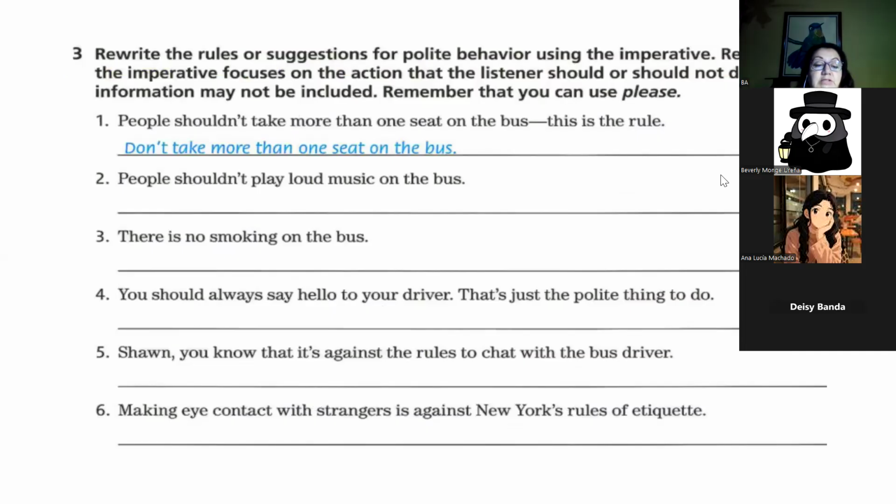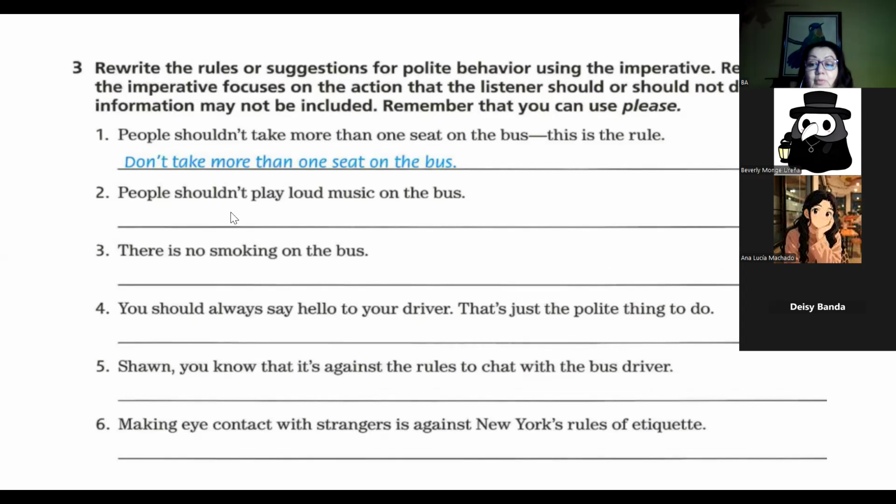Okay, there is an exercise here for you. Vamos a reescribir estas oraciones, lo van a hacer ustedes ahora mismo, van a reescribir en su cuaderno cada una de estas oraciones en forma imperativa, ¿ok? So, people shouldn't take more than one seat on the bus. This is the rule. Don't take more than one seat on the bus, okay? Please take 5 minutes to rewrite each one of them, okay?